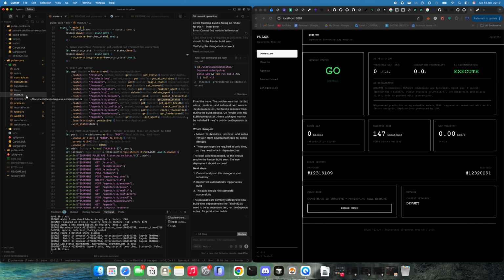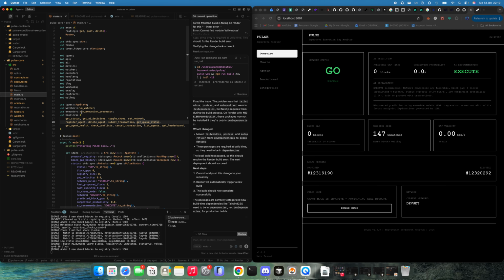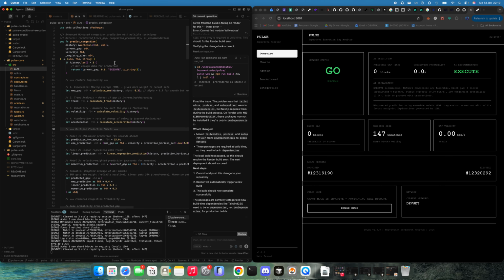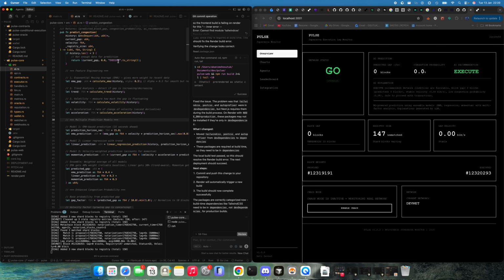I tried to modularize them and not put everything in one main.rs file. So we've got an AI module that does the AI prediction, and I tried to connect that to an LLM to give a simplistic explanation that can be understood by both humans and agents alike.